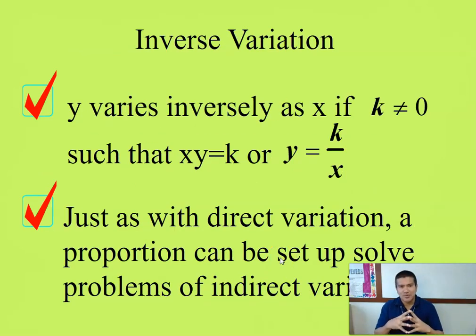Now let's go to inverse variation. y varies inversely as x if k is not equal to 0, such that xy is equal to k, or it can be y equals k over x. It says that y varies inversely, so we have to go for the inverse. Therefore, you will have y equals k over x. The difference between the two: y equals kx for direct, and y equals k over x for inverse.